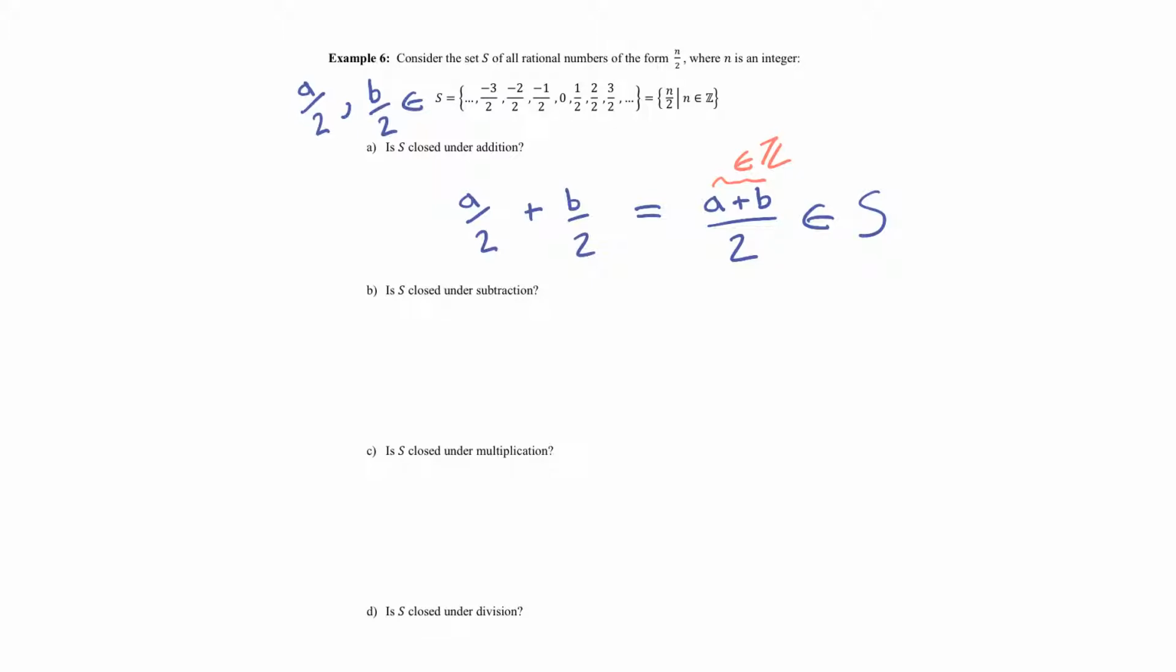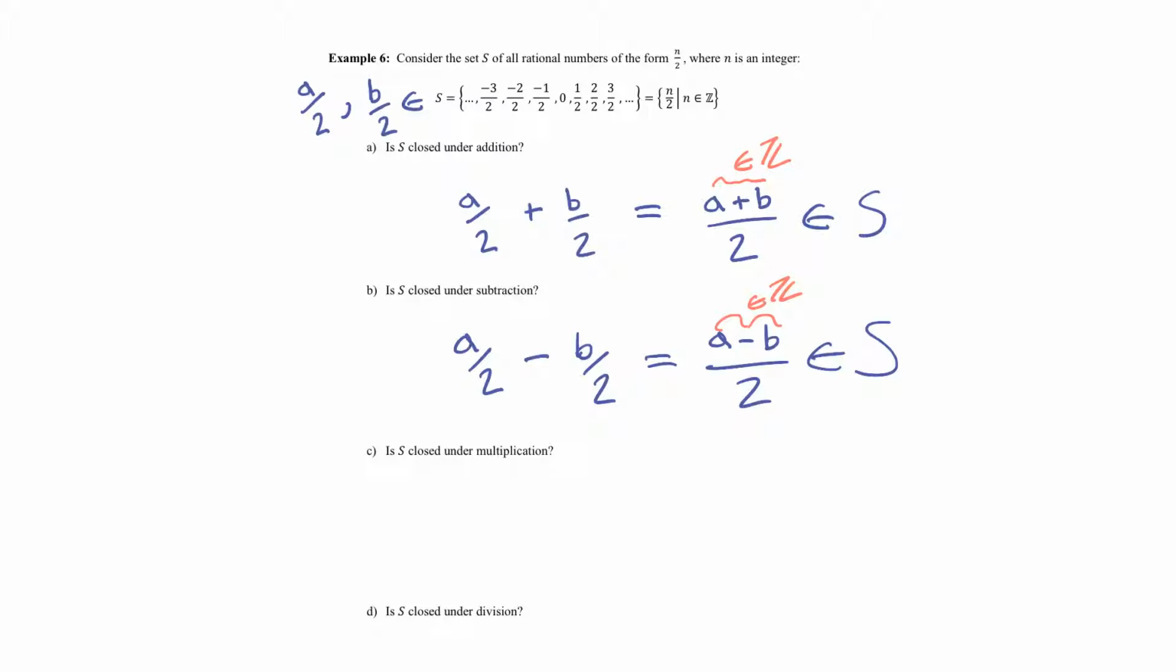Is it closed under subtraction? This is a very similar story. A divided by 2 subtract b divided by 2 is a minus b divided by 2. A minus b is also an integer, so in the numerator I do have an integer, and I can say that I have an integer divided by 2. The numerator could be negative, it could be positive, but negative halves are still in our set. So this is perfectly fine to always end up in our set S.